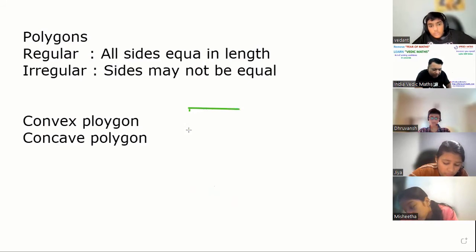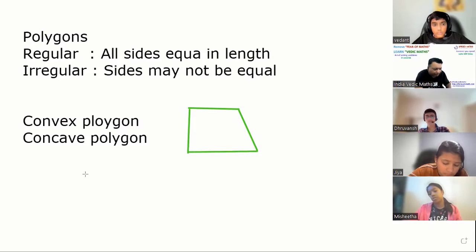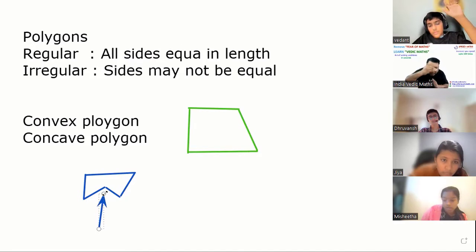One, this. It's a polygon, right? Let me make it like this. Another polygon is, one is the green, one is the blue. You have to look from outside. Now this polygon is the concave, because this is something like a cave.